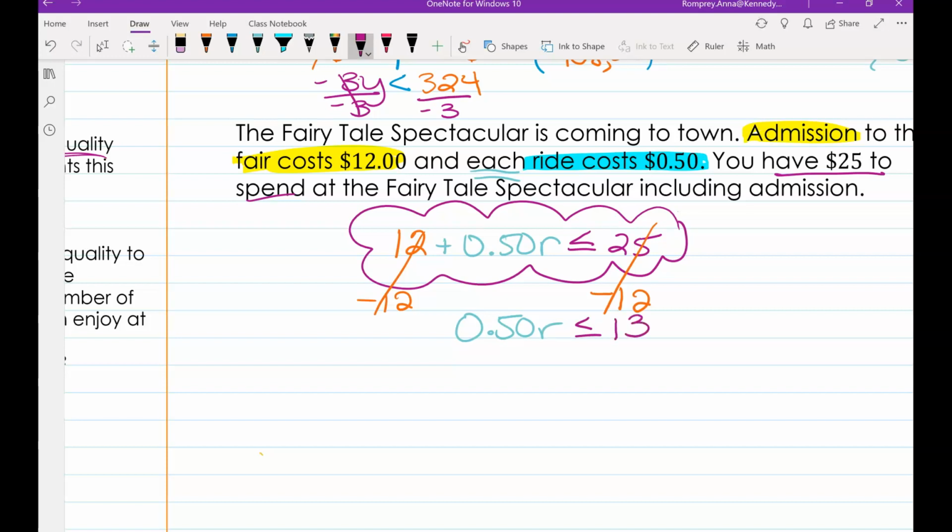All right. So simple division. How many 50 cents are there in $13? So R equals, oh, sorry, R is not equal. R is less than or equal to what? 26. So what's the maximum number of rides? 26 rides.